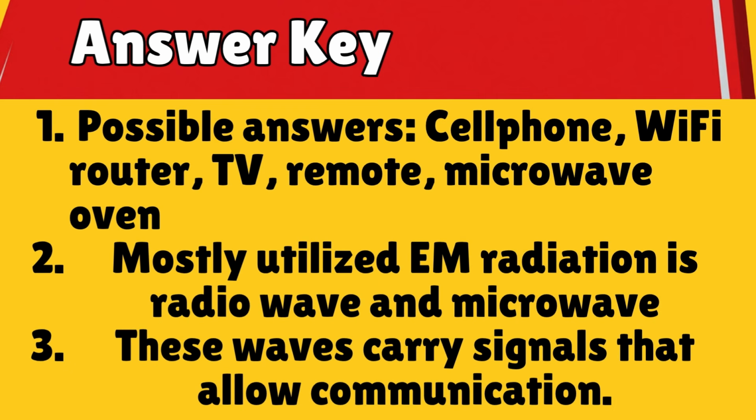There are possible answers for number 1. You may write cell phone, Wi-Fi router, TV, remote, and microwave oven. Number 2, what type of electromagnetic radiation does it use? Mostly they utilize electromagnetic radiation like radio waves and microwaves. And lastly, the function of electromagnetic radiation in these gadgets or appliances is that these waves carry signals that allow communication.